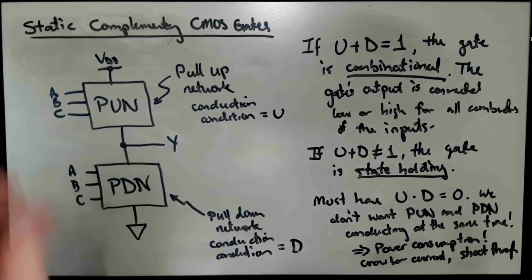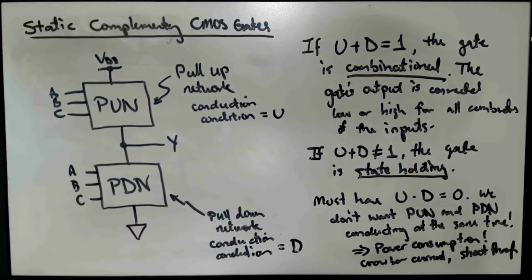Okay, so that's a couple of things. There's definitions of combinational gates and state-holding gates. We'll see some examples of both types of gates, and this idea that we want to design our gates in such a way that we never have the conduction of the pull-up network at the same time as the pull-down network.